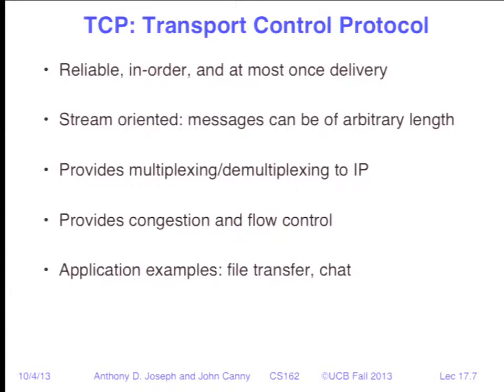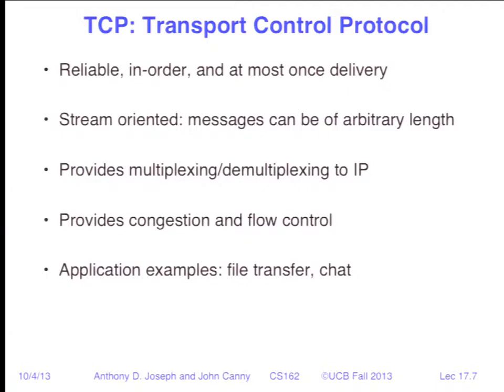Okay, so you get all these great things, right? Last week we heard that IP was best effort delivery, which means maybe you get the packet, maybe you don't, maybe it arrives in order, maybe it doesn't, maybe it gets folded, spindled, mutilated. Not with TCP. With TCP, you get the packet, it arrives in order, you only get it once, you don't get duplicates, and it will be delivered. It's also stream oriented, so you can send arbitrary length messages across TCP, whereas underlying that, IP has maximum sized packets.